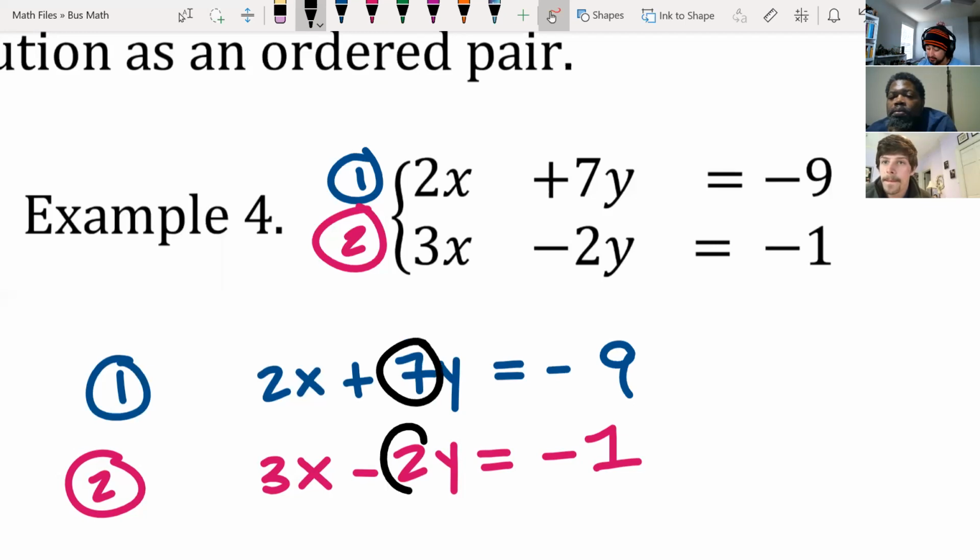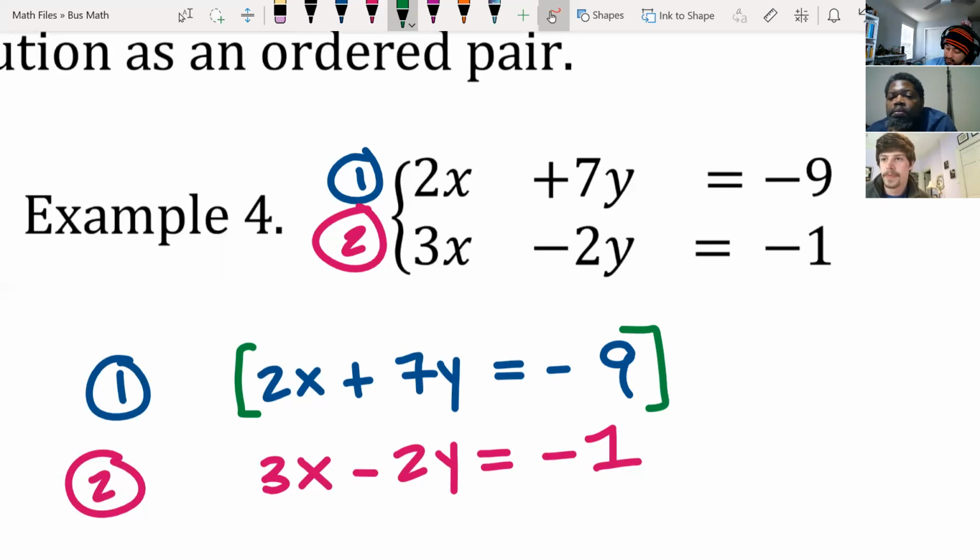This means I need to make these 2 and that 7 into the same number, which means we have to think of a common multiple between 2 and 7. What is the least common multiple between 2 and 7? 14. Good. So if I need to make this 7 into a 14, what am I going to multiply this whole equation by? 2. Multiply this whole equation by 2.